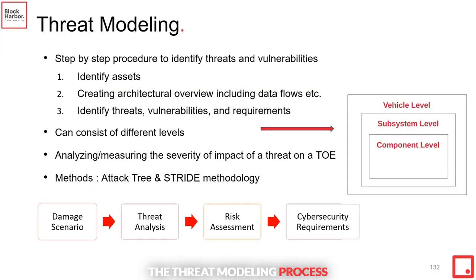The threat modeling process involves several key steps. Identifying assets. The first step is to identify crucial assets within the system, such as electronic control units, sensors, communication interfaces, software components, and data. These assets are what we aim to protect from potential threats.